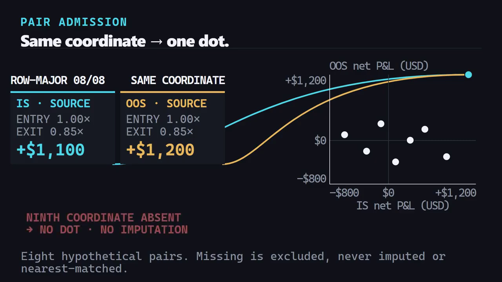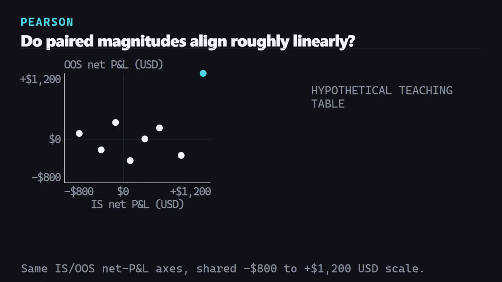Pearson now uses those 8 hypothetical pairs. It asks a magnitude question. When in-sample net P and L moves upward, does out-of-sample net P and L tend to move upward in a roughly straight pattern? The computed Pearson coefficient here is 0.434. It clears this configuration's strict greater than 0.3 Pearson gate. That is illustrative arithmetic, not a causal explanation, profit forecast, or current candidate outcome.